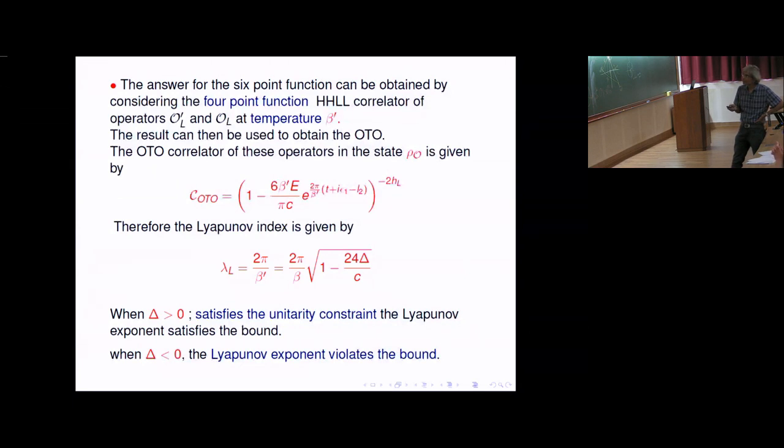And if you evaluate the OTOs in this particular state (usually you evaluate in the thermal state, but now you're evaluating it in this particular excited state), you see it changes this beta prime dependence. So the Lyapunov exponent changes in this particular manner. And of course, if the state satisfies the unitary bound, then the Lyapunov exponent is okay. But if the state is less than that, it violates the bound. So we wanted to see it directly, and this is one way of seeing it directly.